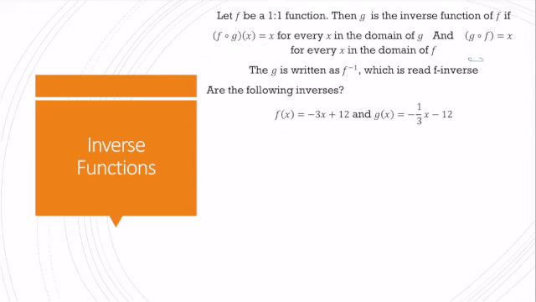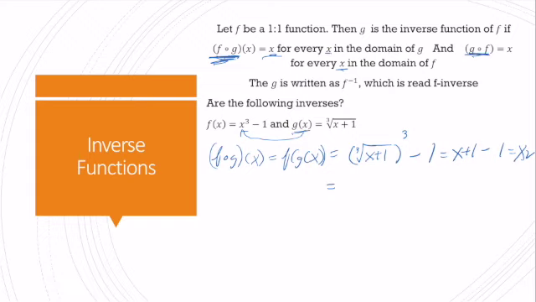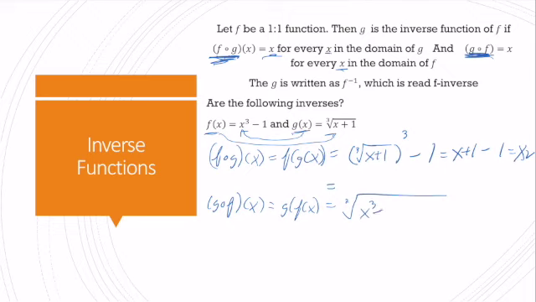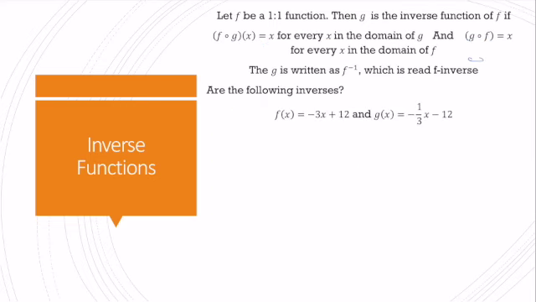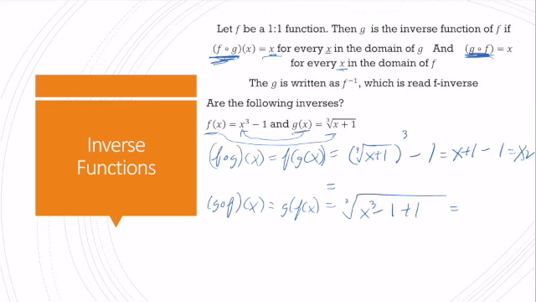I have to check this the other direction first. So I have to take g of f of x. That means I'm going to be plugging in f of x for x. So I have the cube root of x cubed minus 1 plus 1 equals the cube root of x cubed, which is x. So these functions are inverses.